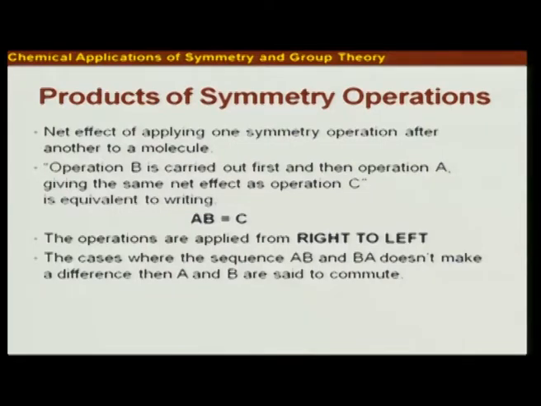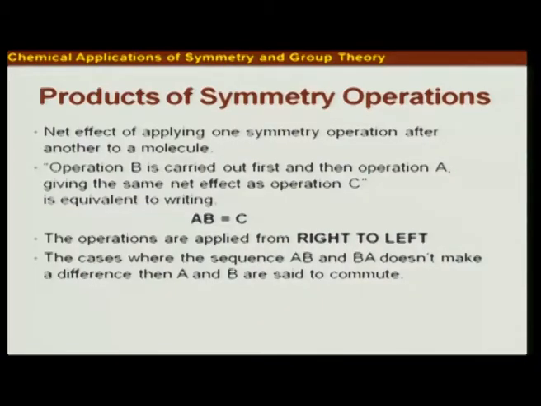So, this whole product of symmetry operations stems from the very basic principle or definition of the group itself. Any two operations which belong to this group are elements of the group. So, the product of any two operations will definitely be a member of this group. Therefore, we should be able to find out the resultant of the product of two symmetry operations by looking at the group itself.